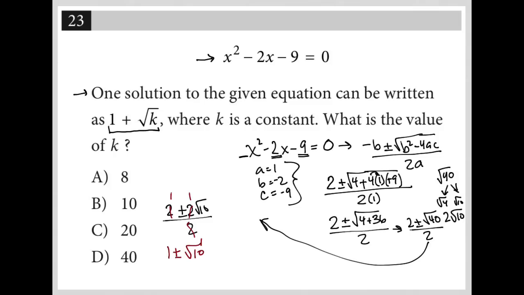The question says that one of our solutions is 1 plus root k, which obviously means that we could have a 1 plus root 10 here or a 1 minus root 10 here. So we're looking here, and our k value is the number under the radical, which is 10. And therefore, our correct answer is choice B.